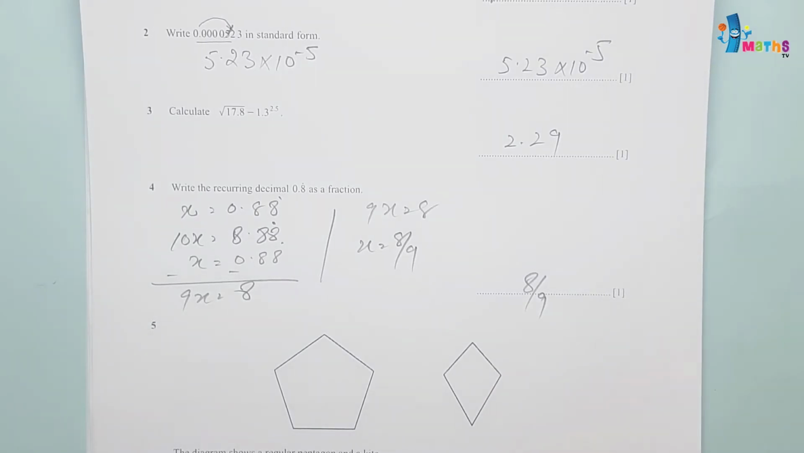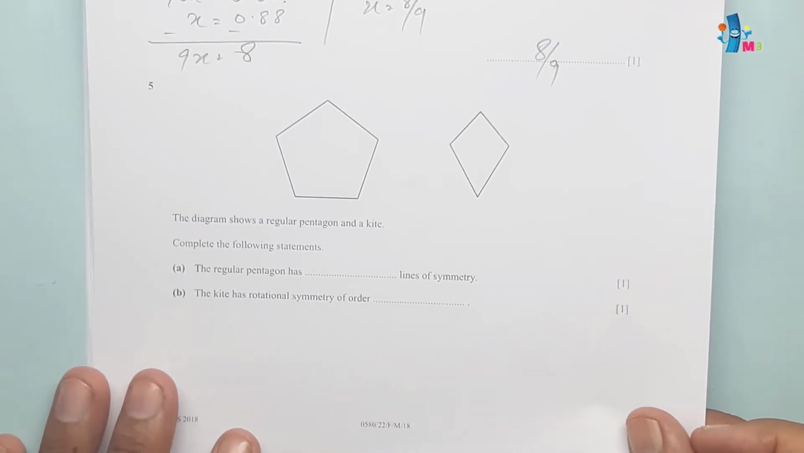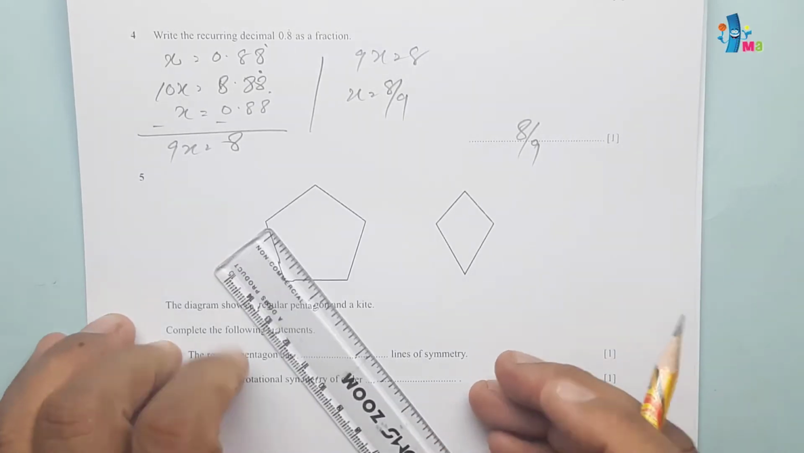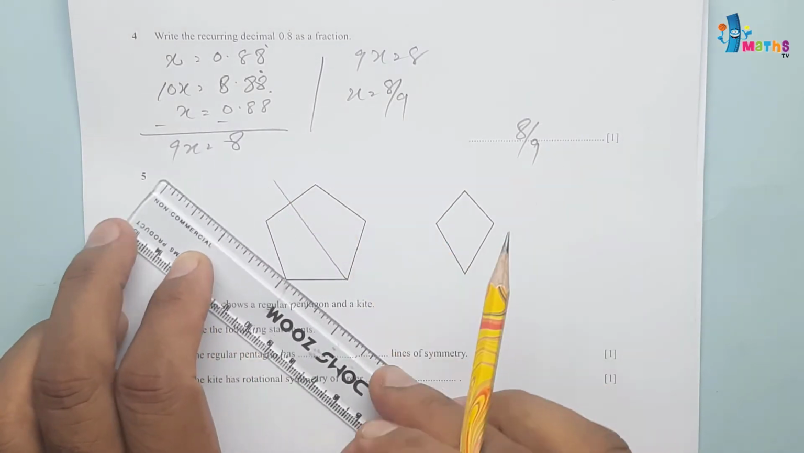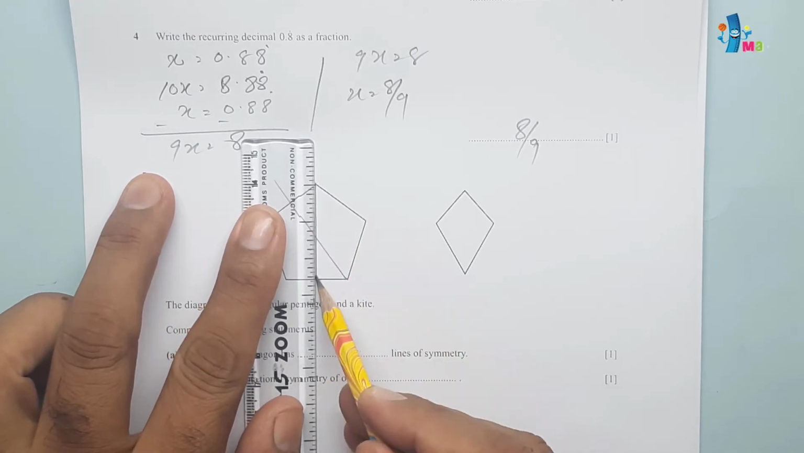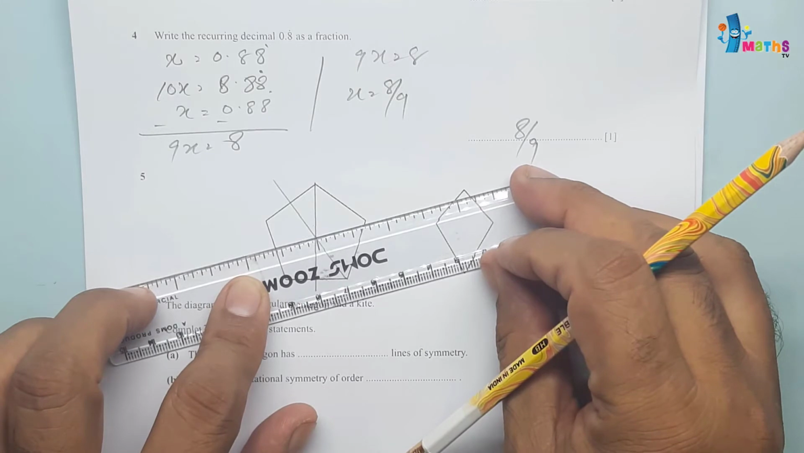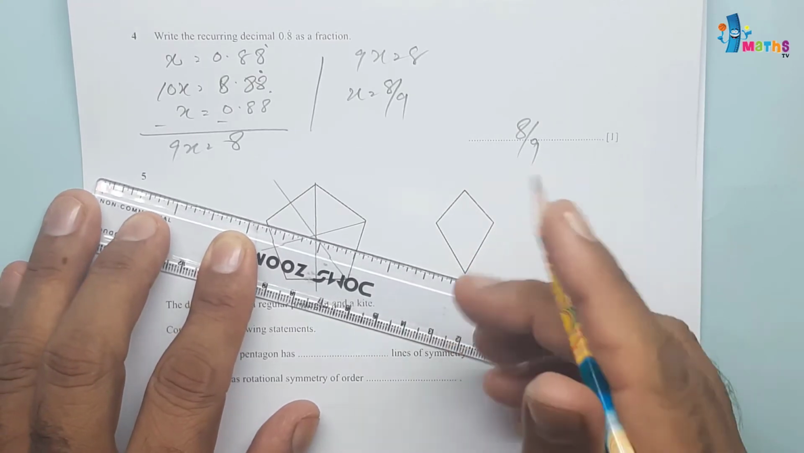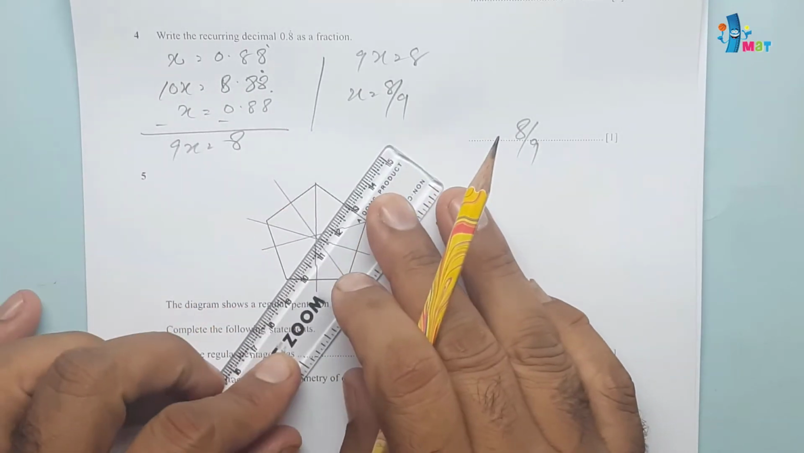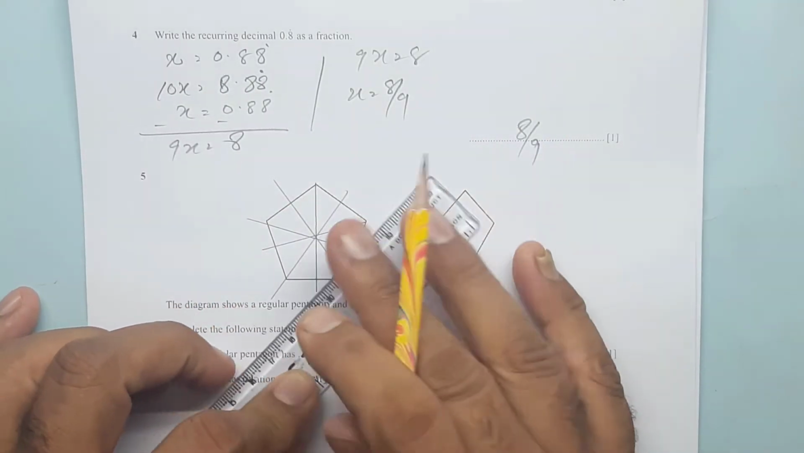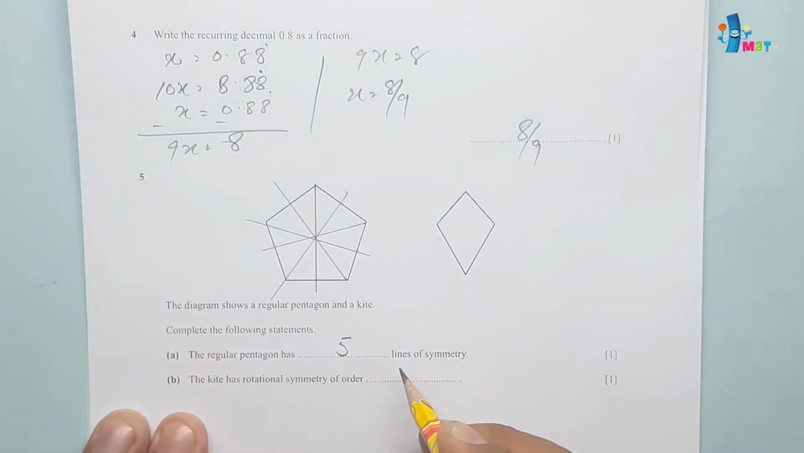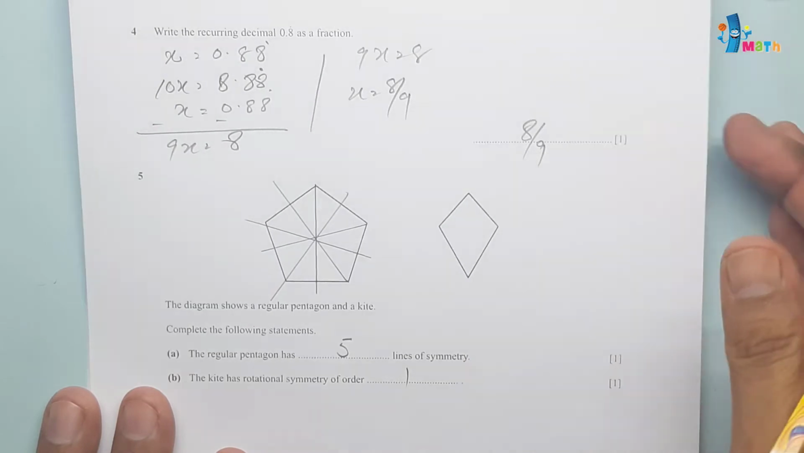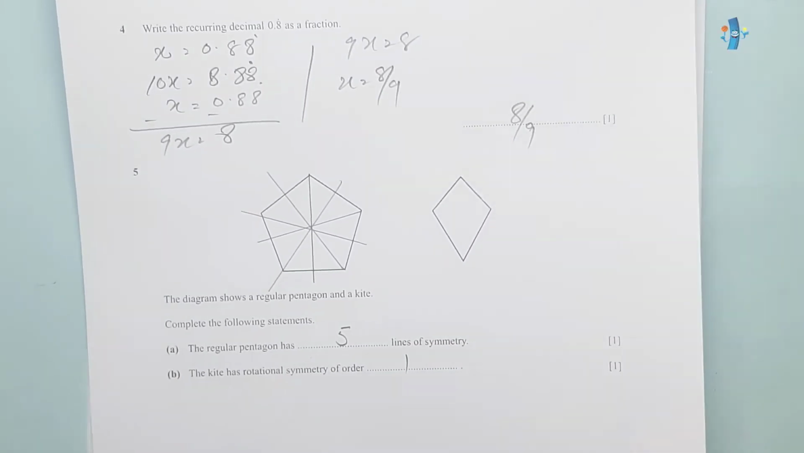Question number 5. The diagram shows a regular pentagon and a kite. Complete the following statements. The regular pentagon has lines of symmetry. We can draw lines of symmetry quickly, like one line of symmetry and then a second line of symmetry. Even the third line of symmetry, roughly drawn quickly. This is the fourth line of symmetry, and this one is the fifth. So this has 5 lines of symmetry, and the kite has rotational symmetry of order 1 because this is the only place where it has this shape. There is no other place where it can have the similar shape.